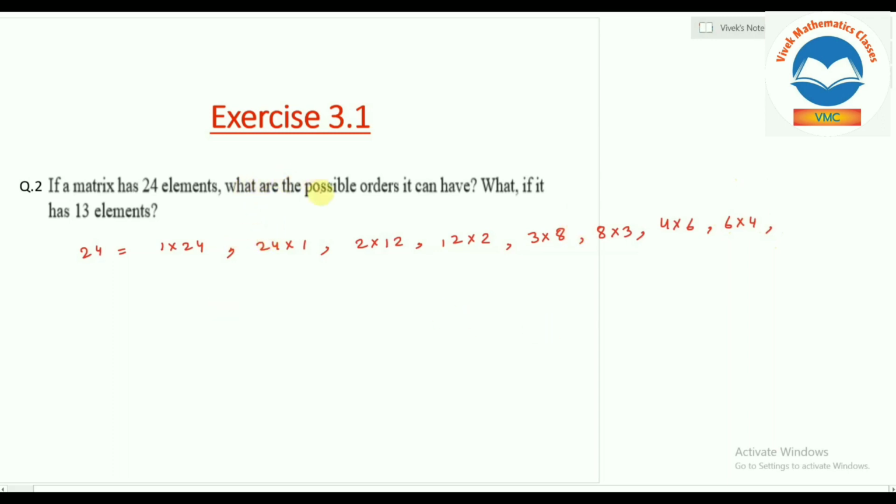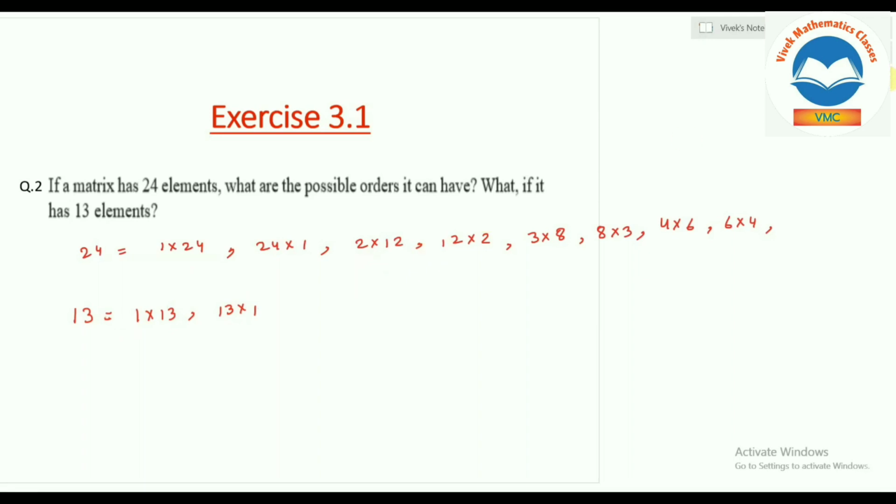So the possible orders are 1 cross 24, 24 cross 1, 2 cross 12, 12 cross 2, 3 cross 8, 8 cross 3, 4 cross 6 and 6 cross 4. The same thing we have to find for 13 elements. 13 is a prime number, so only two possibilities will be there, either 1 cross 13 or 13 cross 1, because we can't factorize 13.